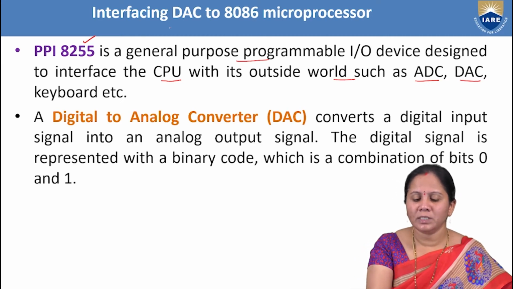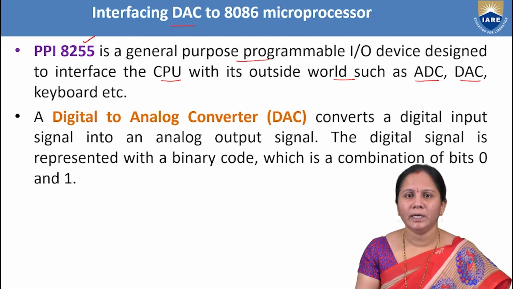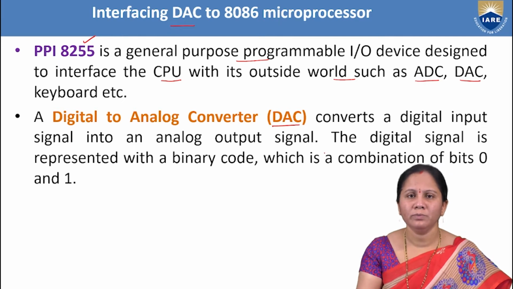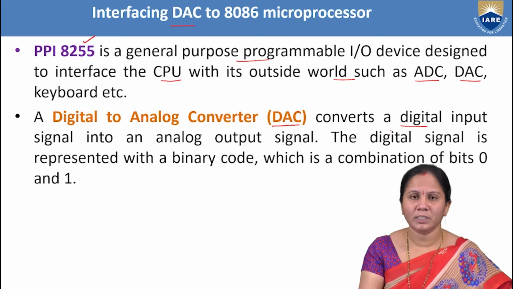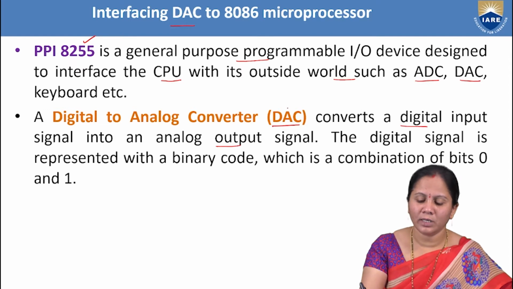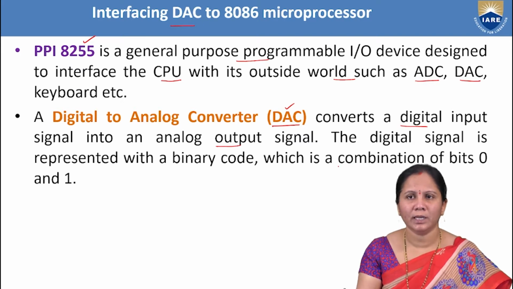Since in this session we are going to discuss DAC, first we should know what is meant by DAC. Here DAC stands for digital to analog conversion. It is an IC which is used to convert a digital input signal into an analog output signal. So in digital to analog conversion, digital data will be the input and the output will be an analog signal.